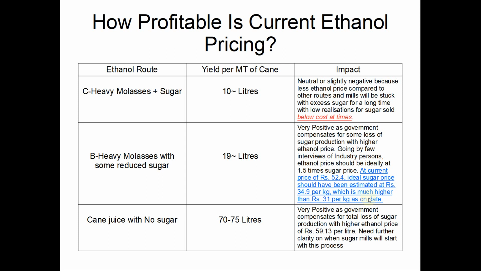So keeping all these factors, efficient mills should substantially divert their sugar production towards ethanol, instead of selling sugar at low price.